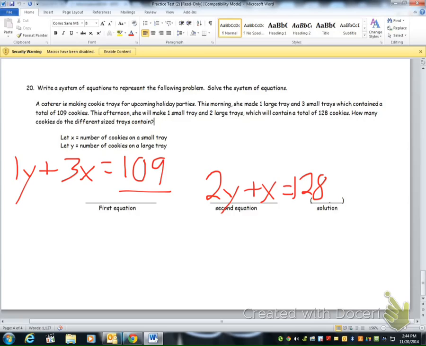Now, the problem with this for elimination is what? Nothing matches up, right? I have 1y here and I have 2y there. And I have 3x here and I have x. Now, there's a really easy way to fix this. Oh, I know how. Sam? So you take one away from one problem and move it to the other problem to even it out. No, you can't do that because that would be changing the equation.